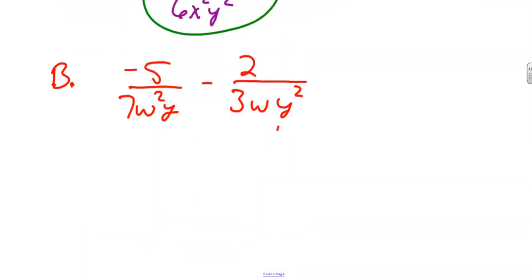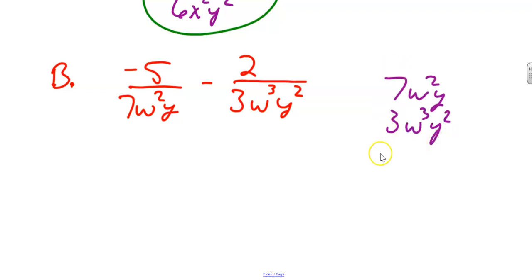I can make that look like something y'all can read. Okay, so negative 2 over 7w squared y minus 2 over 3w to the third y squared. Okay, so for your two denominators, 7w squared y, 3w to the third y squared.